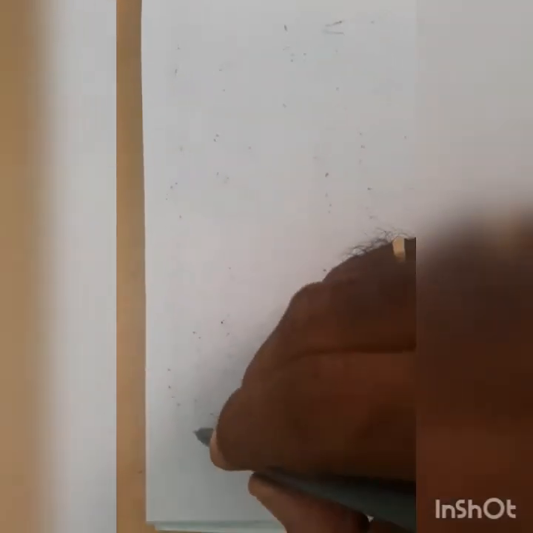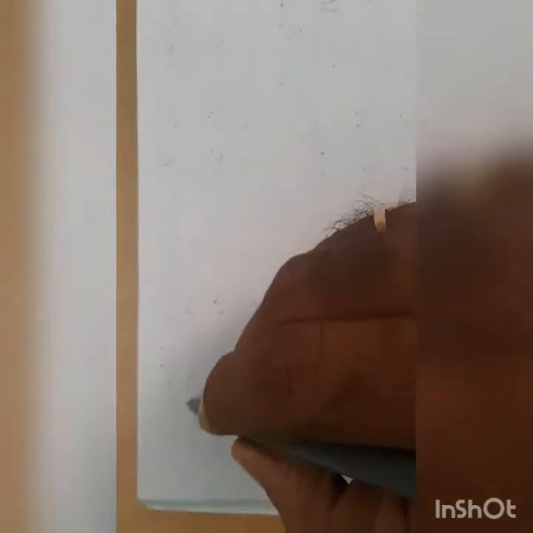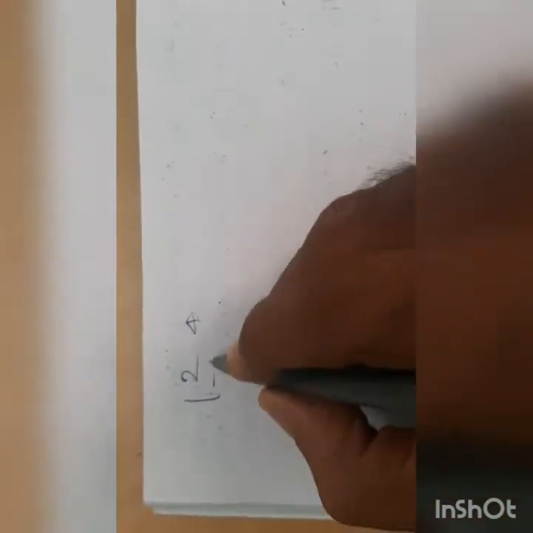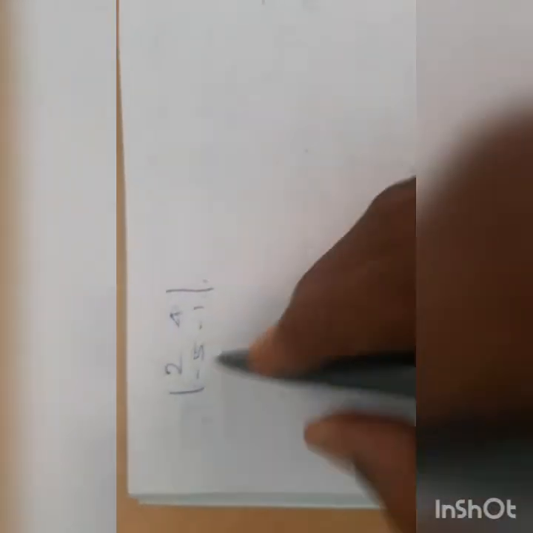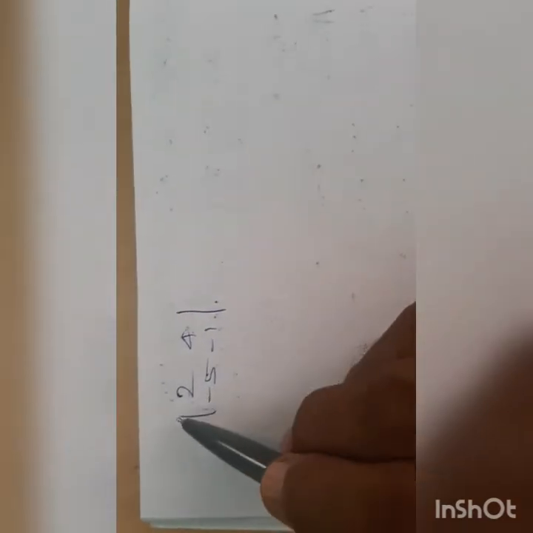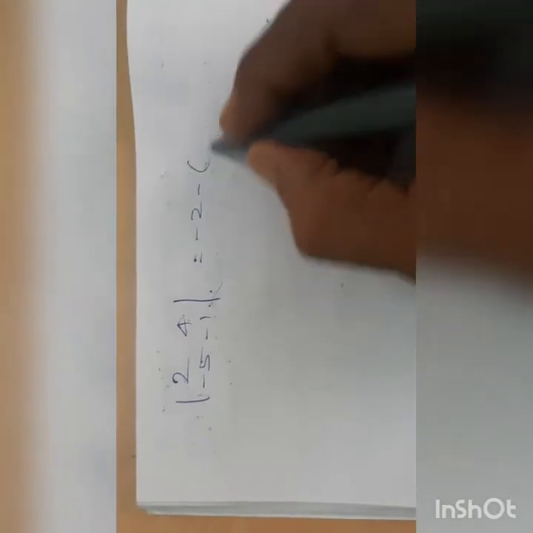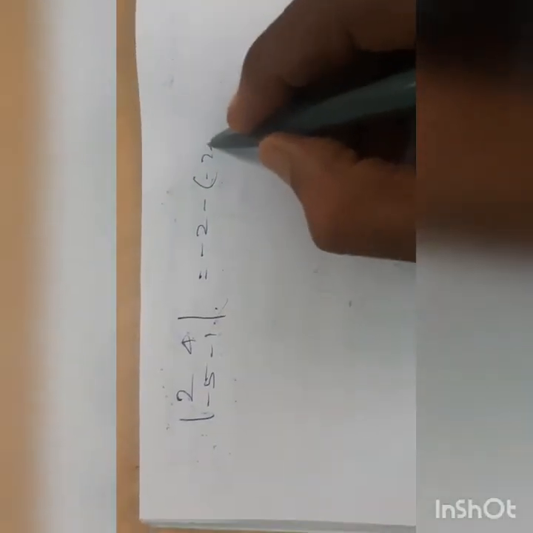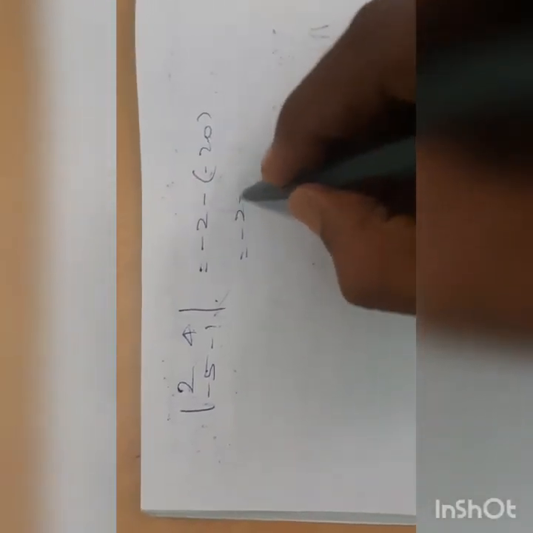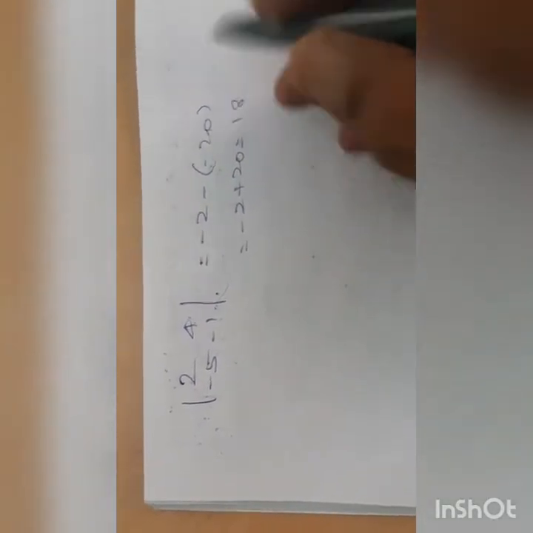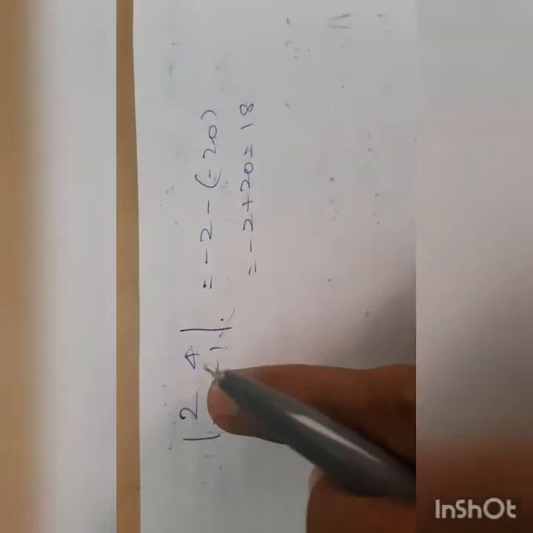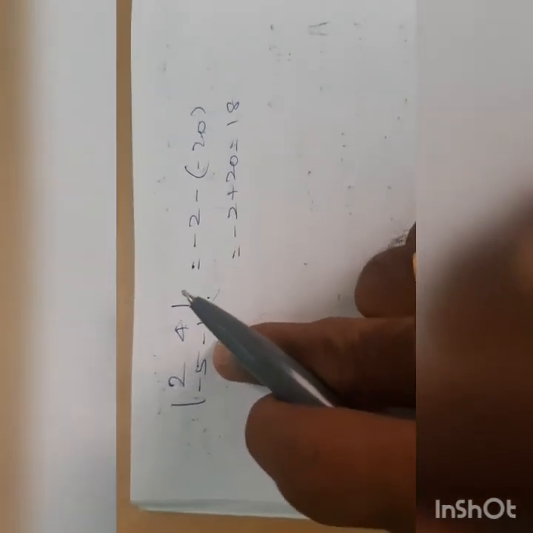Okay, in this video, we see how to expand the determinant of a 3 by 3 matrix. We are already familiar with 2 by 2. For example, suppose I have 2 4 minus 1 minus 1. How to expand this? Multiply these values, that is minus 2, put a minus sign and multiply this value, we are getting minus 20. So minus 2 plus 20 is 18. This is the way to evaluate a 2 by 2 determinant.